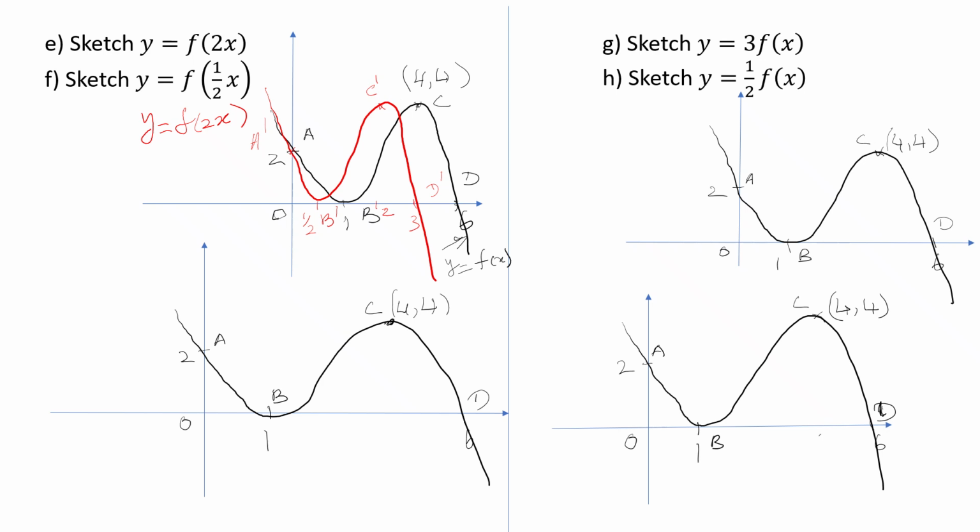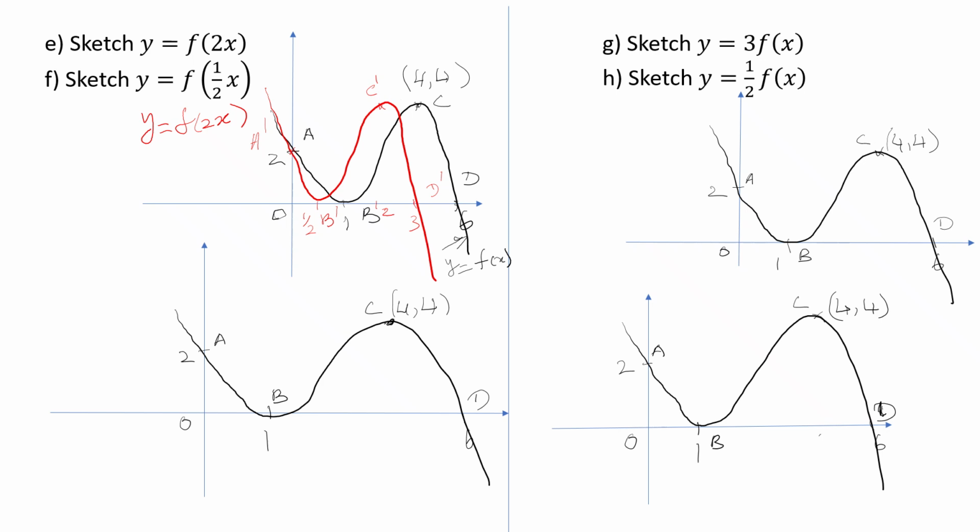The next one, y equals f of half x. So the x coordinates are going to be changed, y coordinate is not changed. So this graph is stretched by scale factor 2. So the graph is stretched horizontally. So let's check the coordinates.